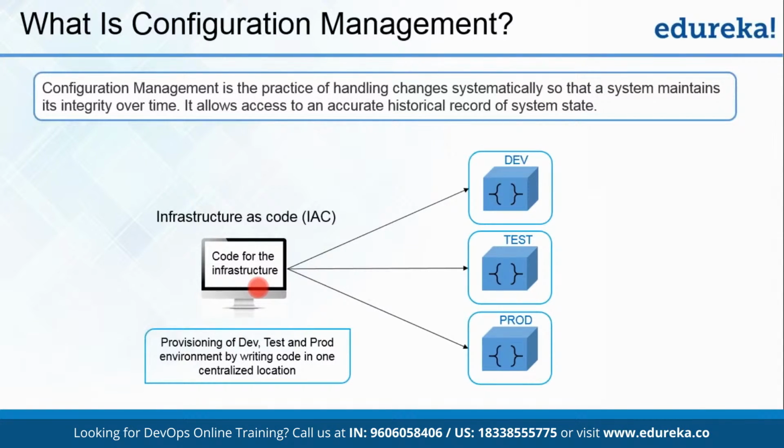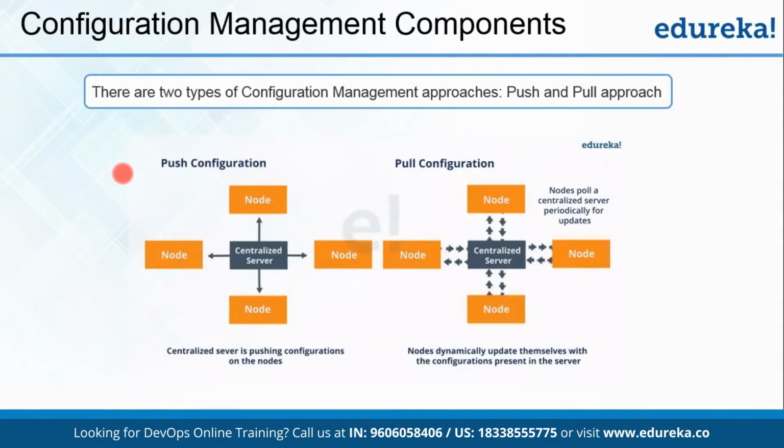So I hope we all are clear with what is configuration management and what is infrastructure as code. So we'll move forward and we'll see what the different types of configuration management approaches are. Now there are two types of configuration management approaches. One is push configuration, another is pull configuration. All right. Let me tell you push configuration first.